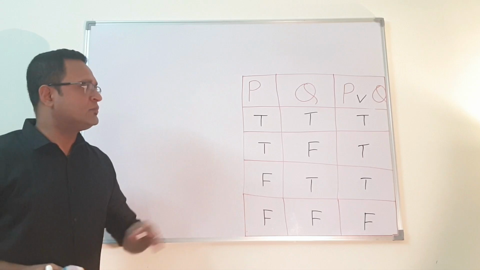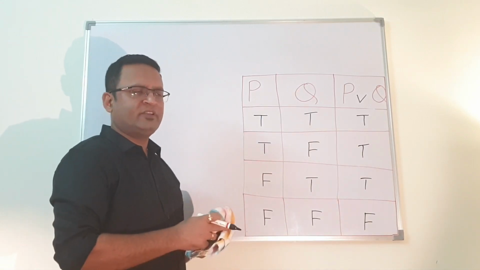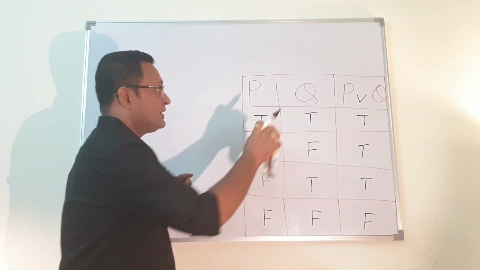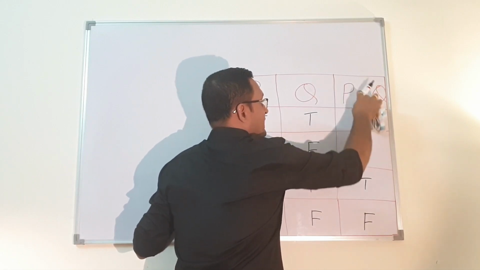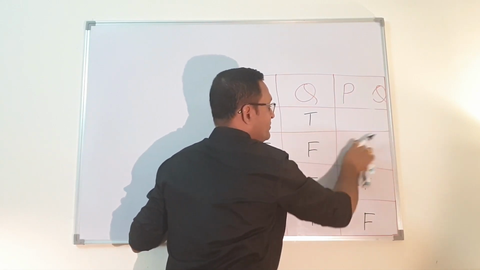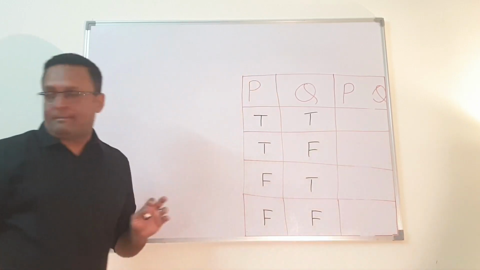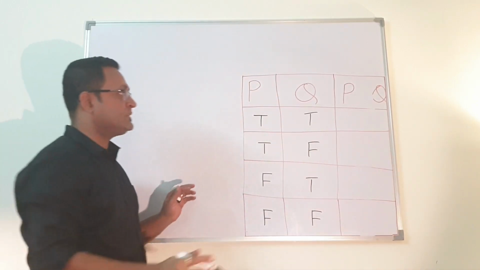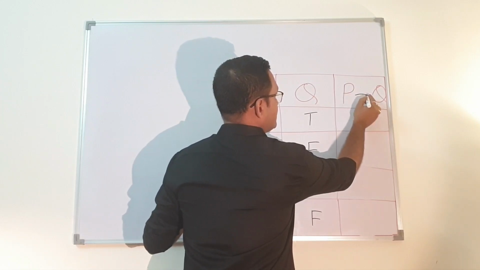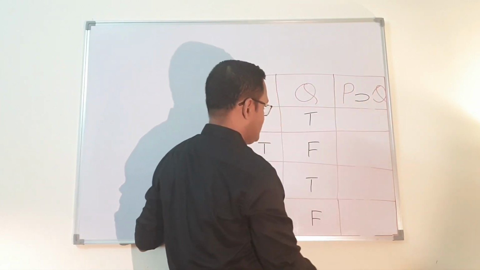So we are very clear with this, and we know how to prepare this. Now we will come to something which you may not be very clear about, and that is the truth table of implication. So let us take the horseshoe.